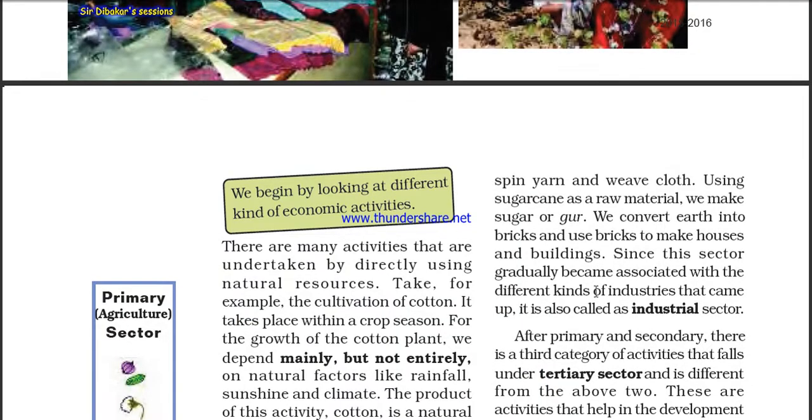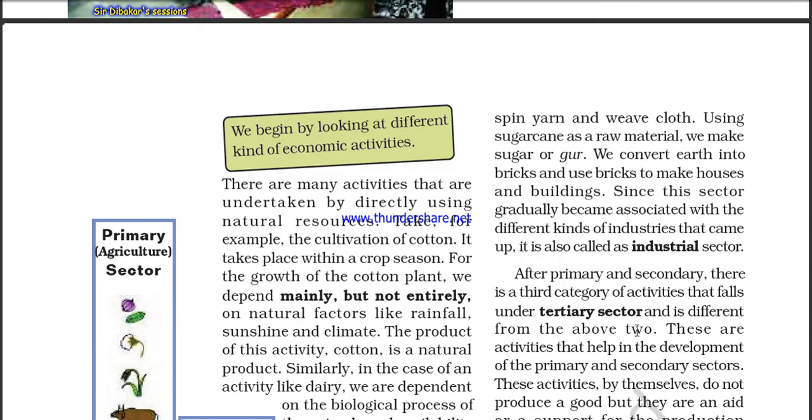Point is clear? Now, after primary and secondary, there is a third category of activities. It's all based on economic activities. Remember in class 9 we did it. In class 9 you read the chapter also. Now based on these activities we have got primary, secondary, and there is a third category of activities that falls under tertiary sector and is different from the above two, because with primary and secondary we find products. With tertiary sector we find services. Clear? You don't get anything material, but what you get is service. Understood? Hence it is known as service sector.